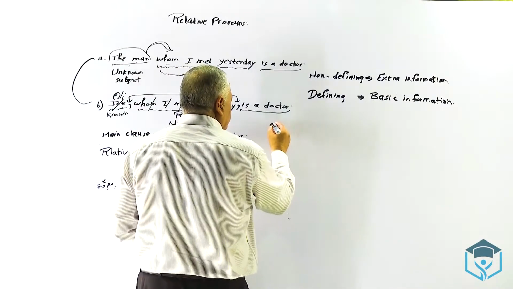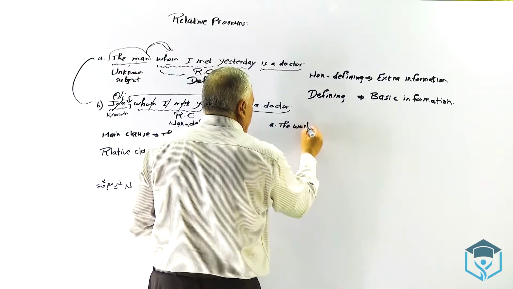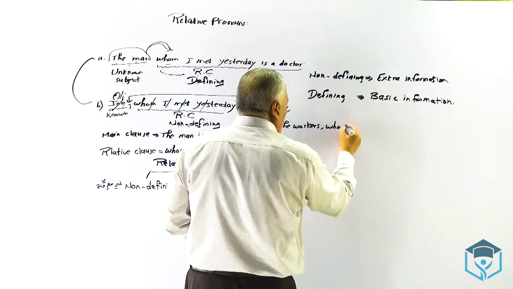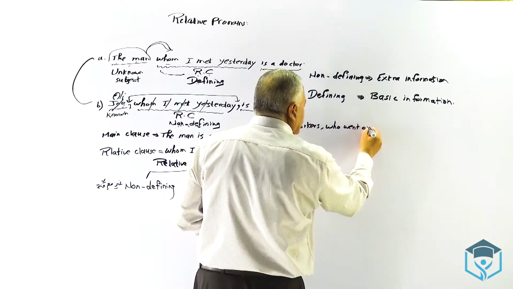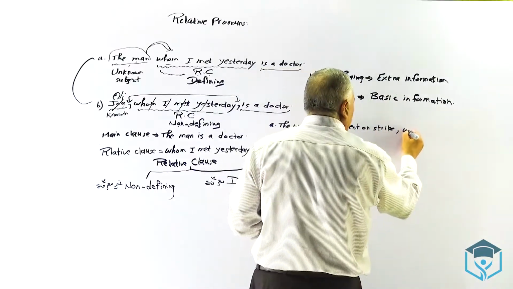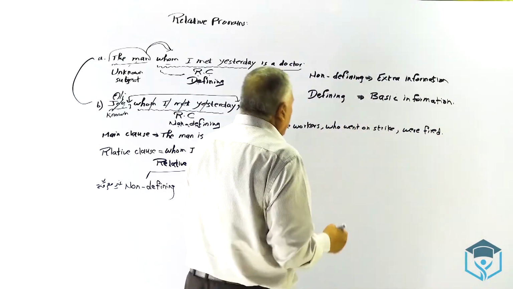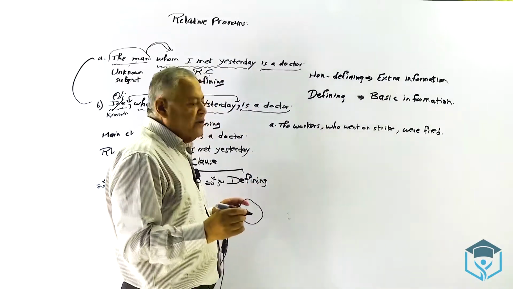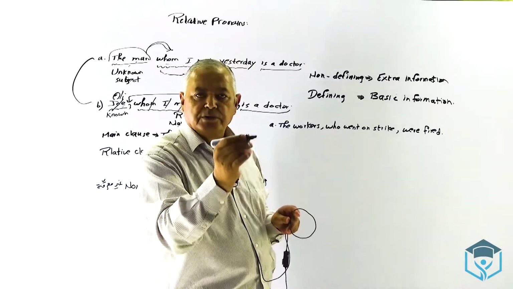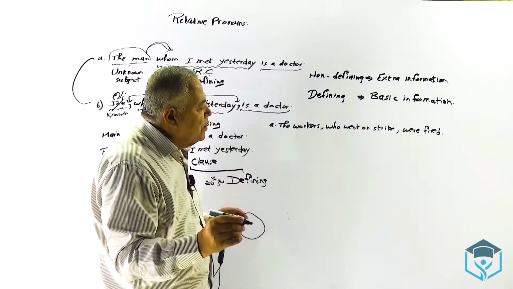Example A. The workers, comma, who went on strike, second comma, were fired. The workers, العمال, who went on strike, اللي استمروا بالإضراب, were fired, طردوا.